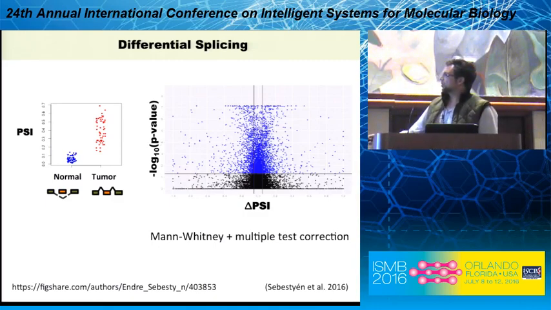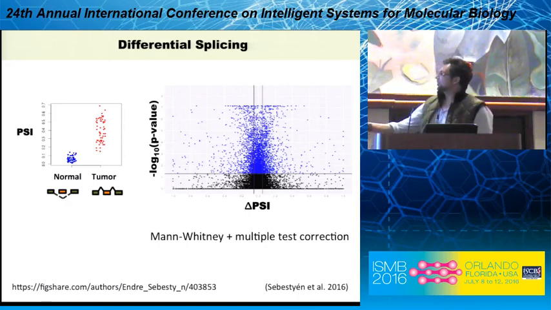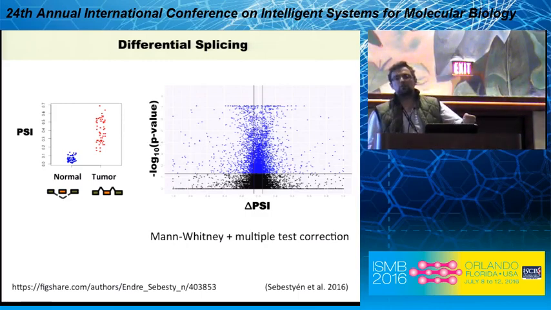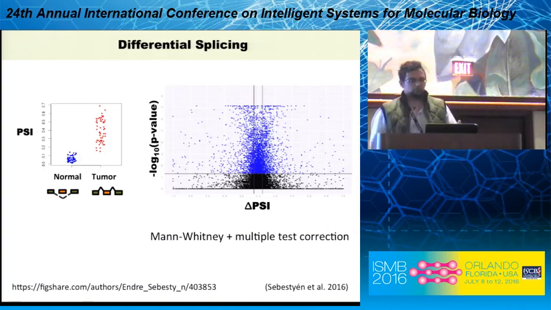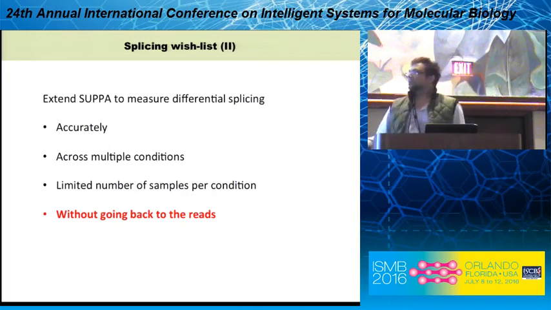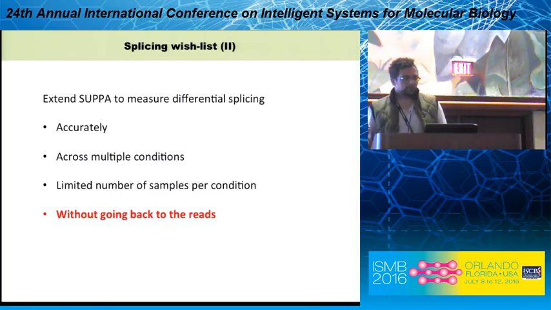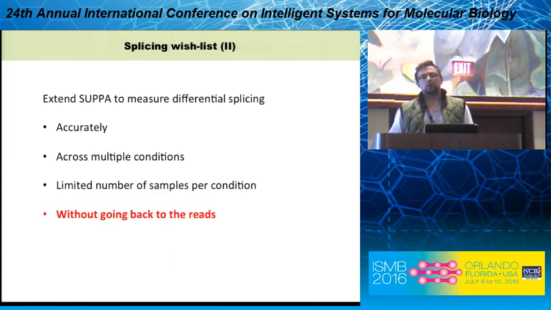So we were wondering, how can we work with differential splicing if we have fewer samples per condition? How can we take into account the fact that the statistical test may be powerful enough to give you a significance, but the delta PSI is still not biologically significant? So that's our second splicing wish list. Can we extend SUPPA to do differential splicing accurately across multiple conditions? Why not, since we started asking? And again, with limited samples per condition. An important thing, in the same spirit, is that we do this without going back to the reads, so that we don't have to rely on looking at reads, which would take a long time.